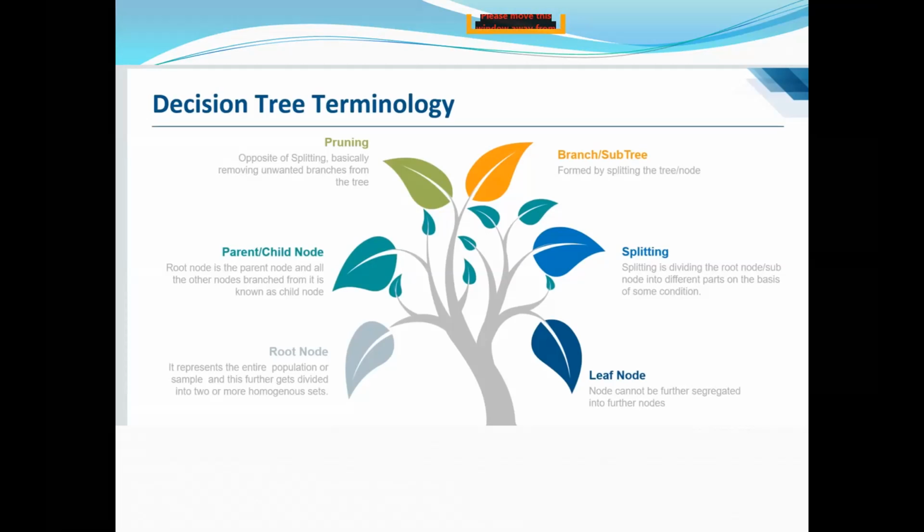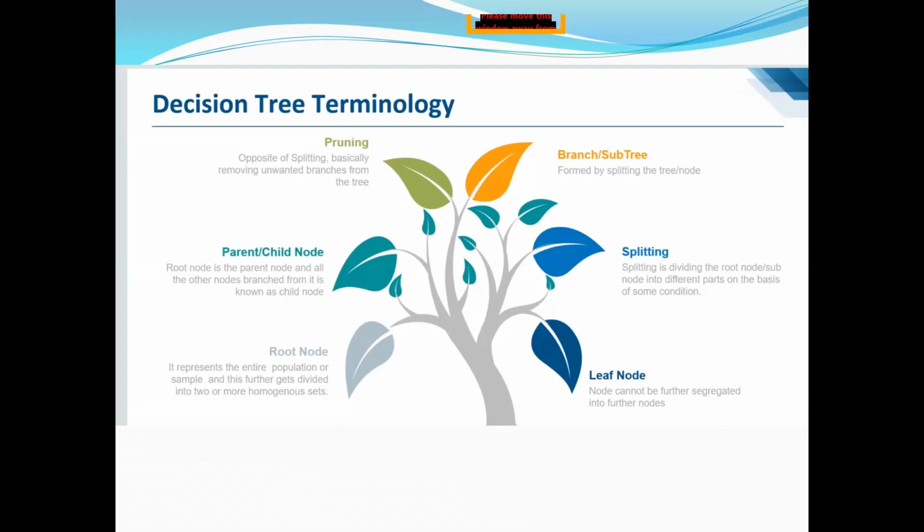A branch or subtree is formed by splitting a node of the tree. If you have a node and you split it further, that forms the branches or subtrees. It may act as a subtree. We do not know whether it is going to give a leaf node or another parent node, right? That is the branch and subtree.